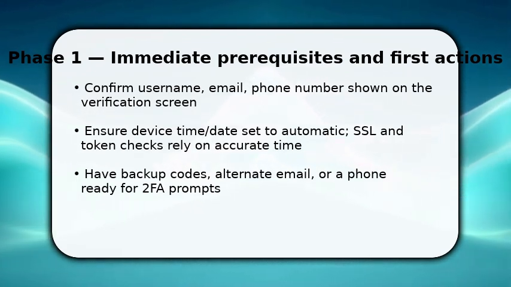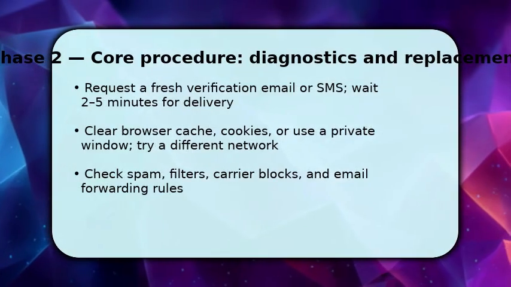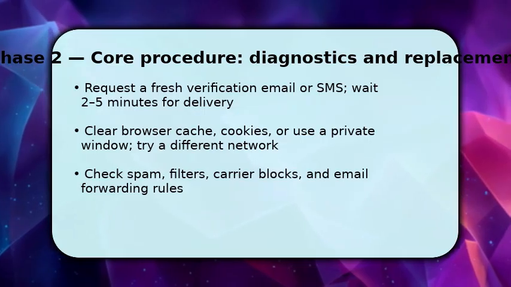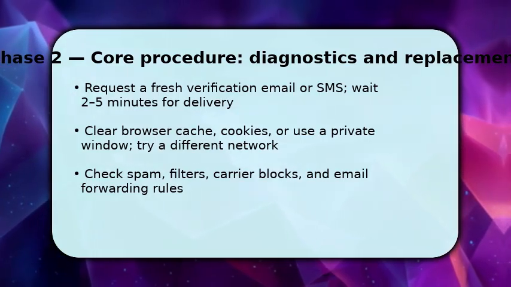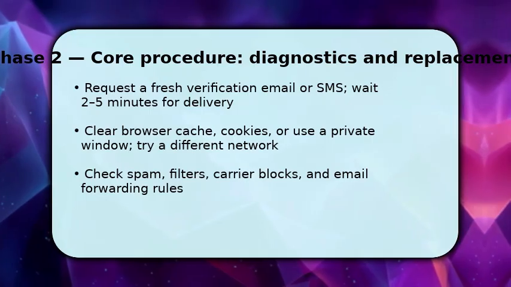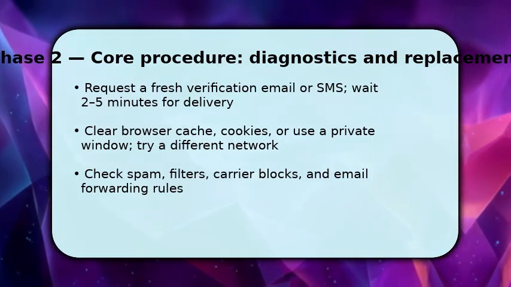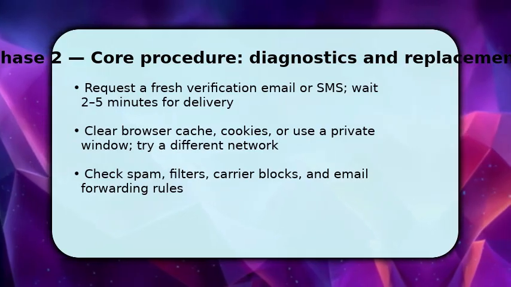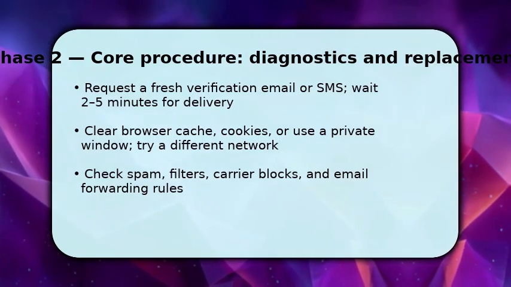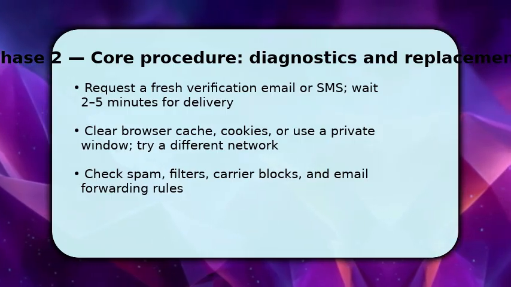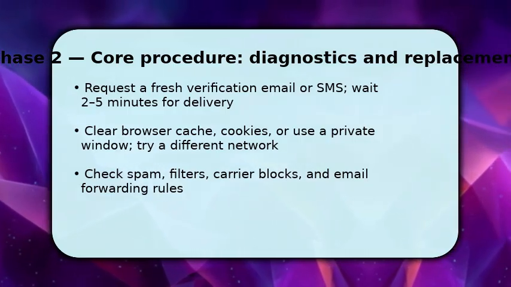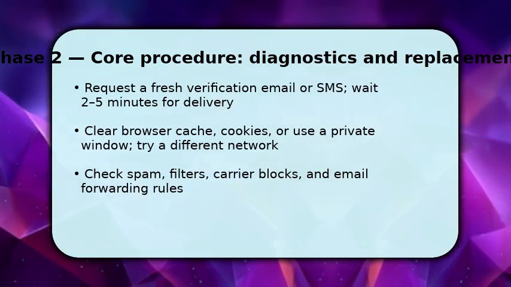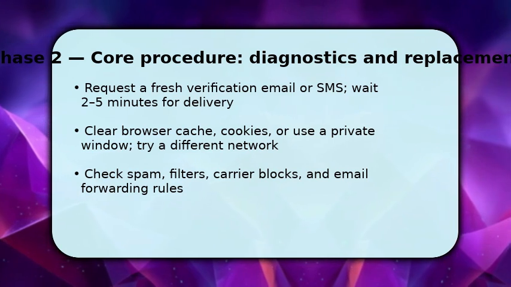Next, request a new verification link or code and wait a couple of minutes, because systems may queue or delay messages. While waiting, clear your browser cache and cookies or open a private window. If that fails, switch networks or use mobile data to bypass local blocks. Also inspect spam folders, any email filters, forwarding rules, and your carrier's SMS blocking policies. These often intercept automated messages. Once cleared, enter the fresh code promptly and proceed. Timing matters for most time-limited tokens.